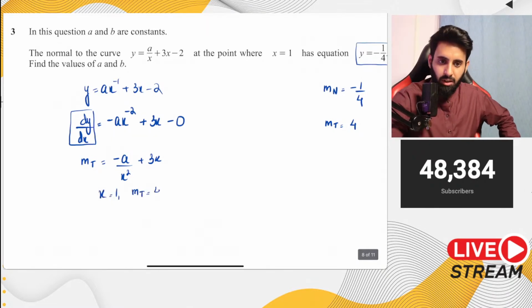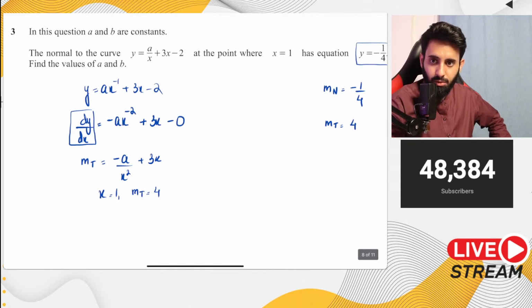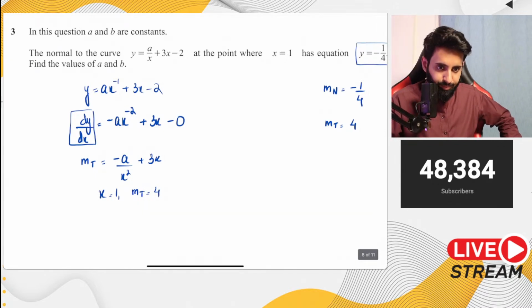So if I plug in x equals to 1, that means the gradient of tangent is going to be equal to what? The gradient of tangent is going to be equal to 4. Okay, I hope everyone's following.